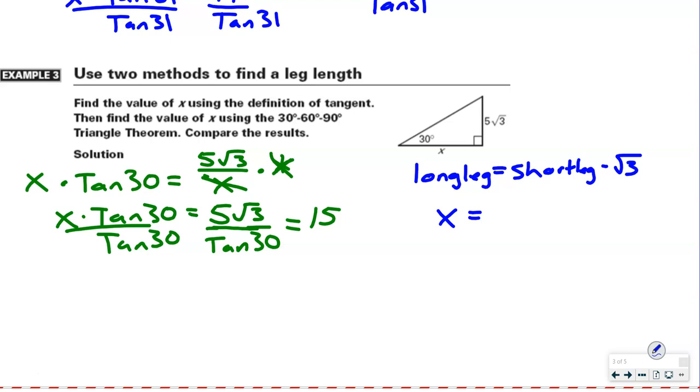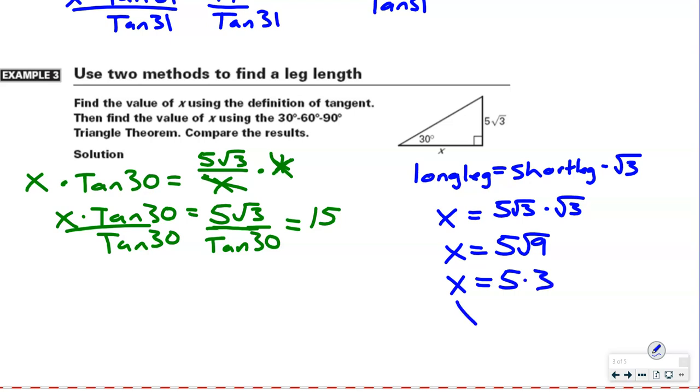Long leg is x, short leg is 5 square root of 3, times the square root of 3. That gives us 5 square root of 9. Square root of 9 is just 3. So we have 5 times 3. And x equals 15 that way as well. They're the same. So we're still coming up with the same answer.